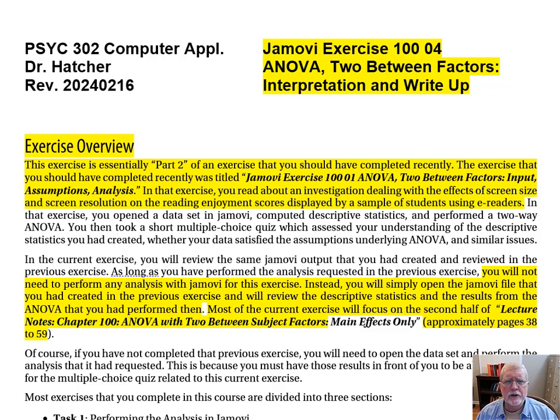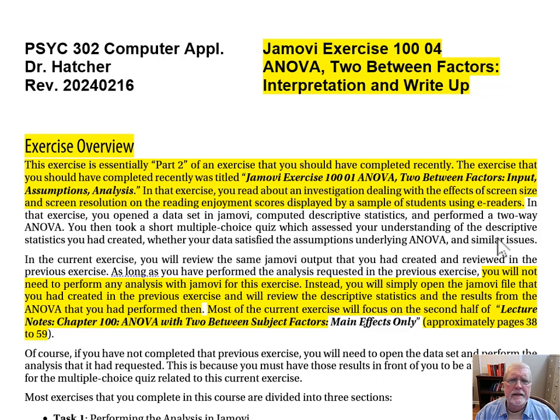I am Larry Hatcher. This is Psych 302, Computer Applications in Data Analysis, and I'm going to go over the highlights of Jamovi Exercise 100-04, ANOVA with two between subject factors, interpretation, and write-up.